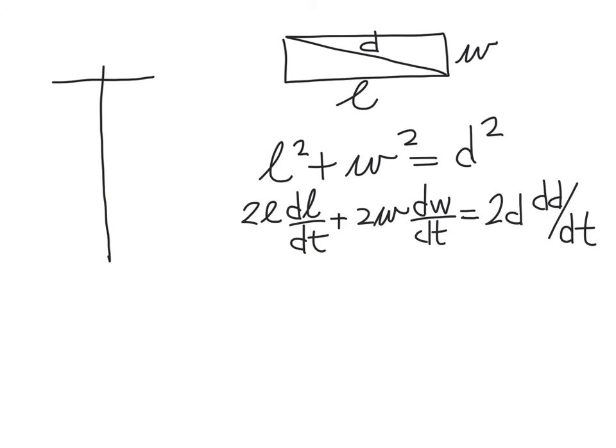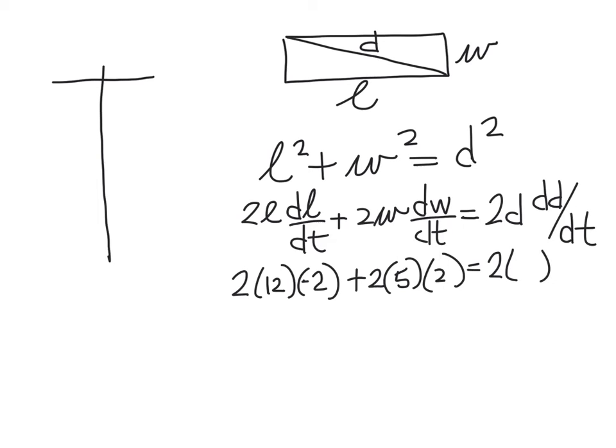So now I substitute in all the values that I know. Well, I know the length is at 12, so 2 times 12, and then the change in length is negative 2. And then the width is 5, and the change in width over time is 2. Now, I don't know the length of the diagonal, and I don't know the rate of change. So you can see we have a dilemma here because I have 2 unknowns. Is there any way I can find the length of the diagonal given that I'm looking at it when it's 5 and 12? Well, of course I can.